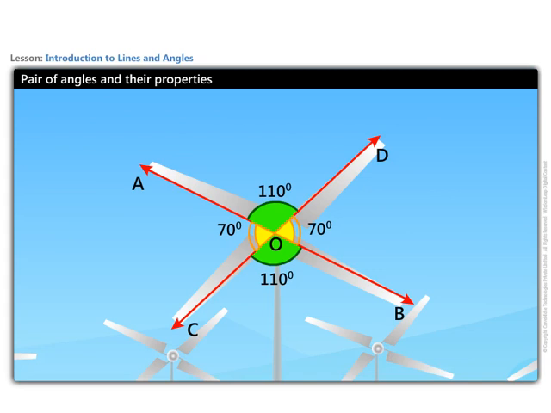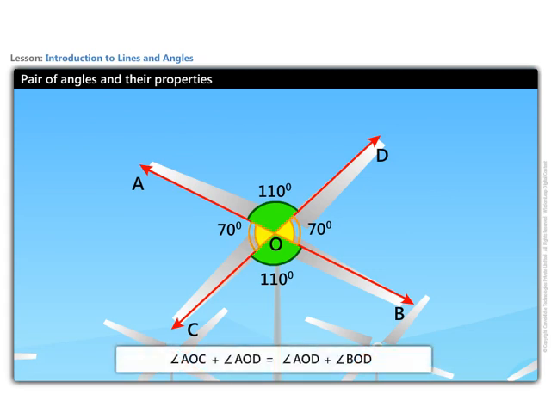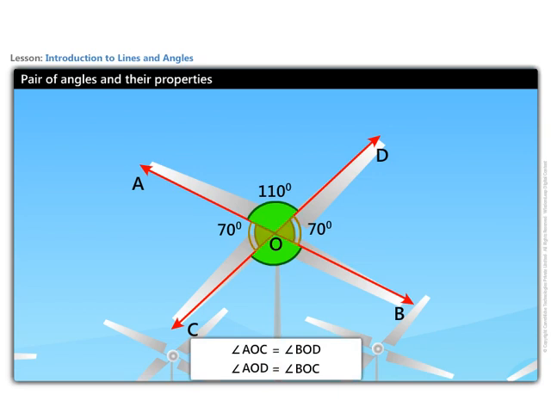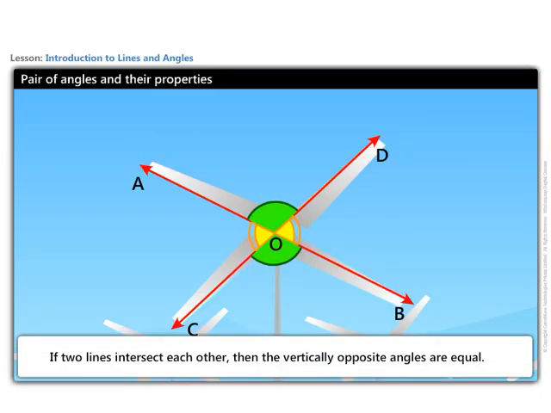From 1 and 2, we get angle AOC plus angle AOD is equal to angle AOD plus angle BOD, which is equal to 180 degrees. This implies that angle AOC is equal to angle BOD. Similarly, it can be proved that angle AOD is equal to angle BOC. Thus, we can conclude that if two lines intersect each other, then the vertically opposite angles are equal.